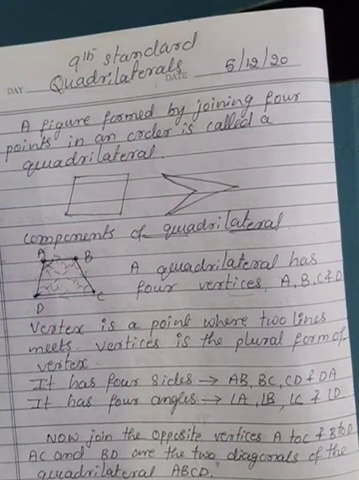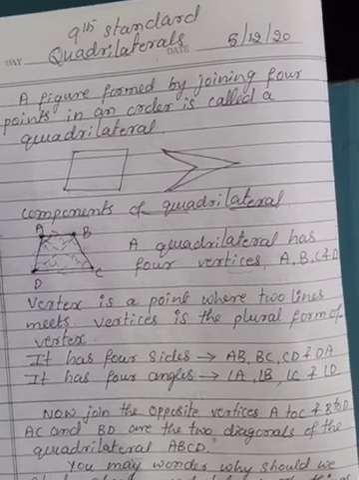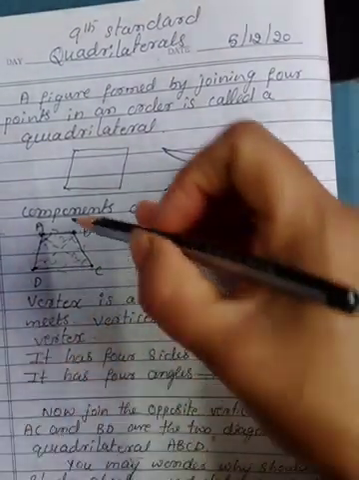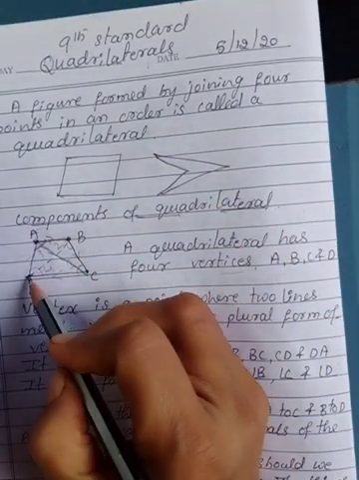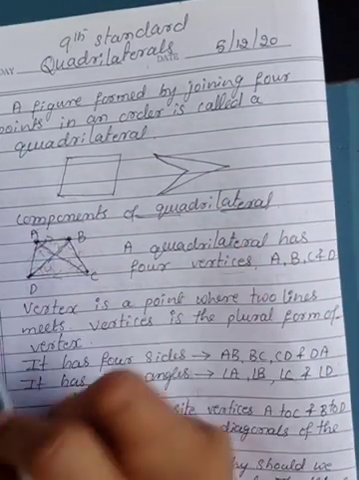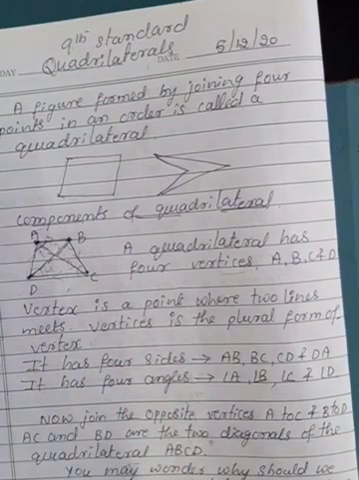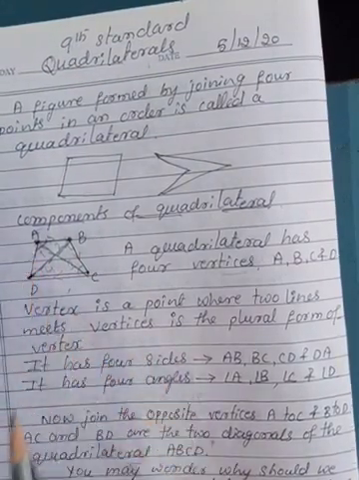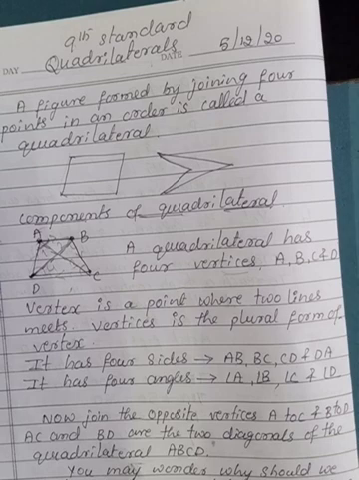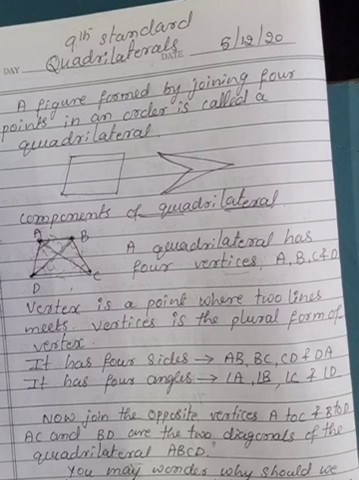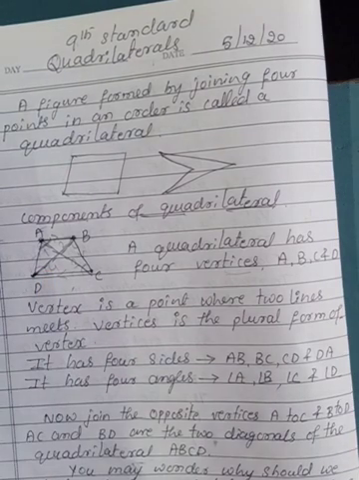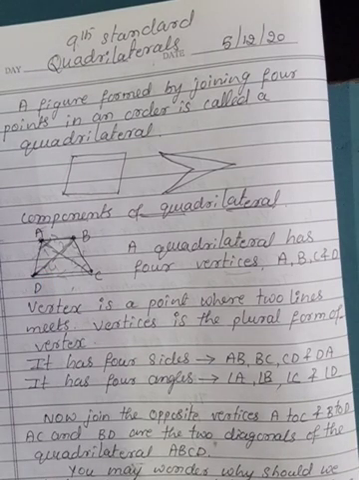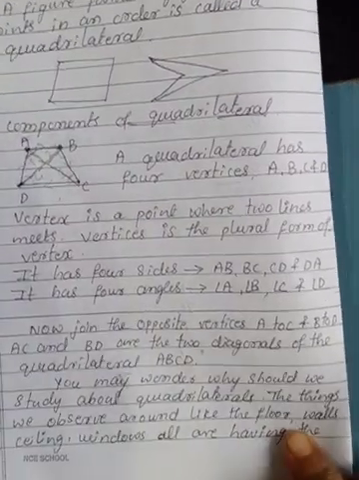Okay. Along with that, it is having one more component. Let us join A and C, children. And let us join B and D. It can be joined inside the figure now. These lines that join the opposite vertices are called diagonals. There are two diagonals in a quadrilateral. Any type of quadrilateral consists of two diagonals.